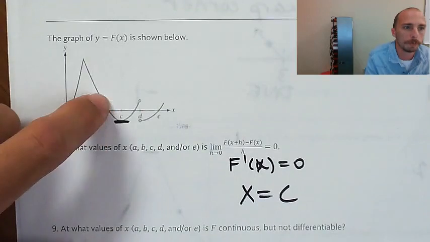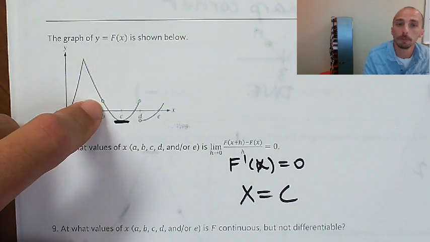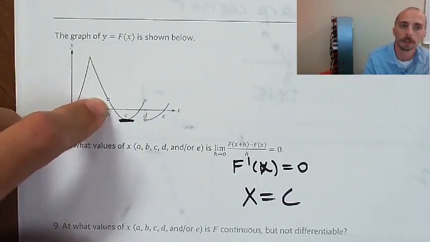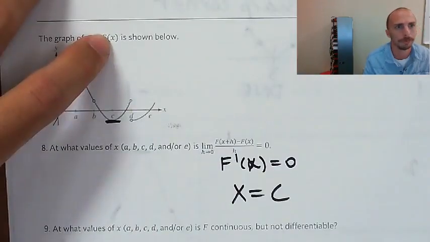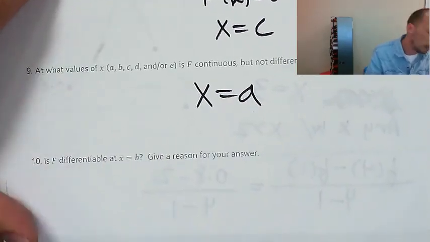Okay, well, at x equals b, the function's discontinuous. And we know that differentiable gives continuous. And we also know that not continuous automatically gives not differentiable. So I'm going to say no, it's not differentiable at x equals b. I mean, there's nowhere to even put a tangent line, right? I'd say no because f is discontinuous at x equals b.